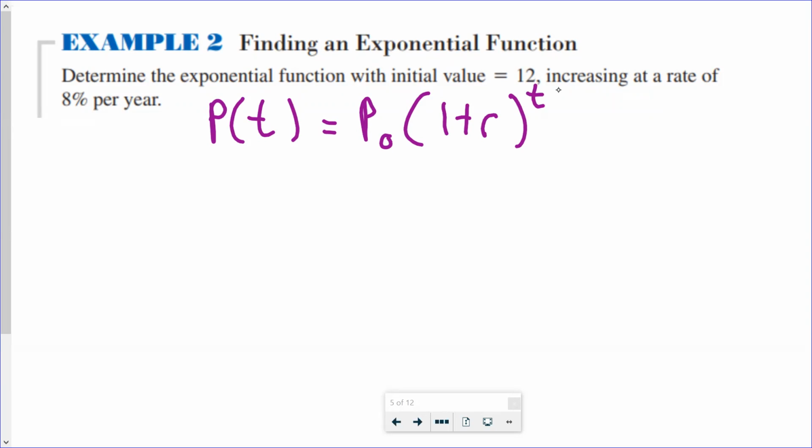Now, this is a function in terms of t. We're used to seeing f of x, a function in terms of x. This is a function in terms of time. So t is going to be our variable. And we're just going to plug the other things in where they belong.